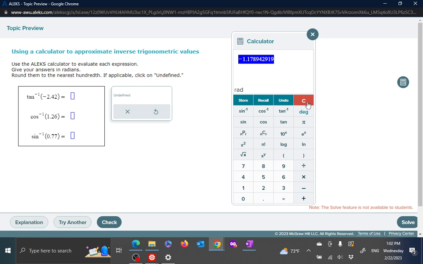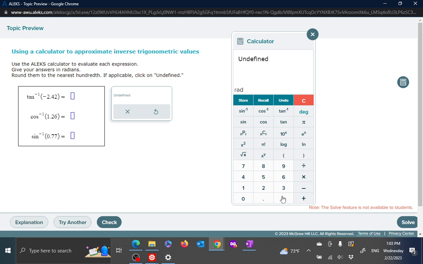Now let's go ahead and erase this one. Cosine inverse of 1.26. Now before I click the return button, what do we expect to happen? Do we know what to expect to happen? Let's just, it says undefined. Why is that?